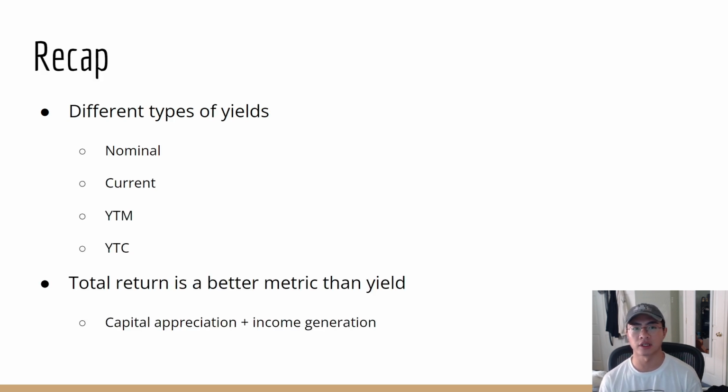So recapping everything that we learned. First, that there are 4 different types of yields: nominal, current, YTM, and YTC. Refer to the previous slides if you want to get a reminder of that. And that total return is a better metric than yield because it has the capital appreciation plus the income generation, which accounts for more than what yield would.